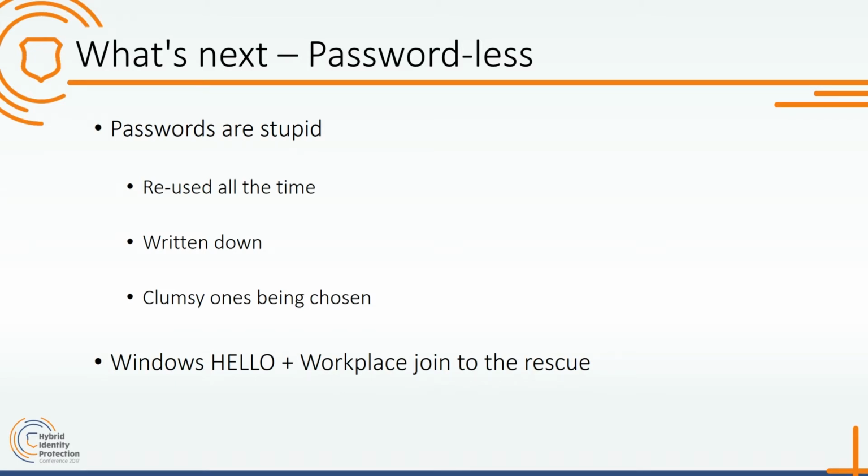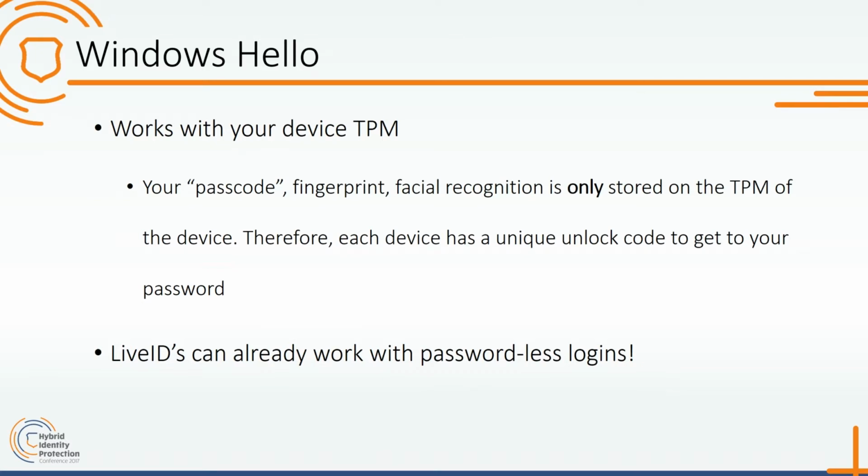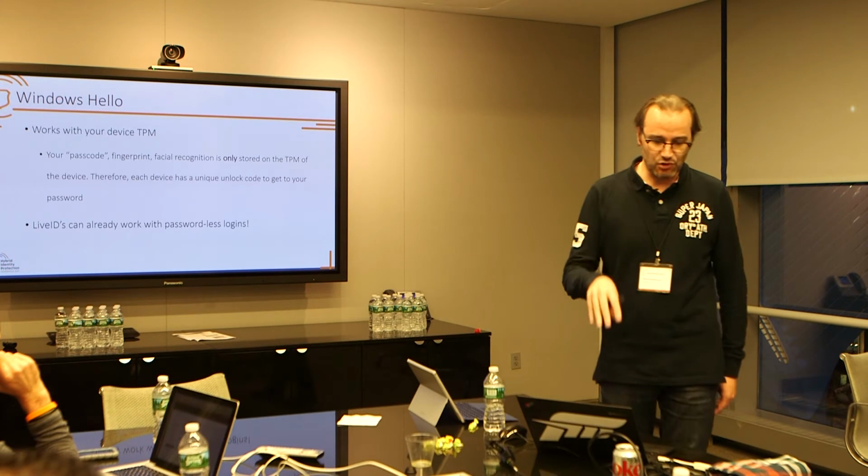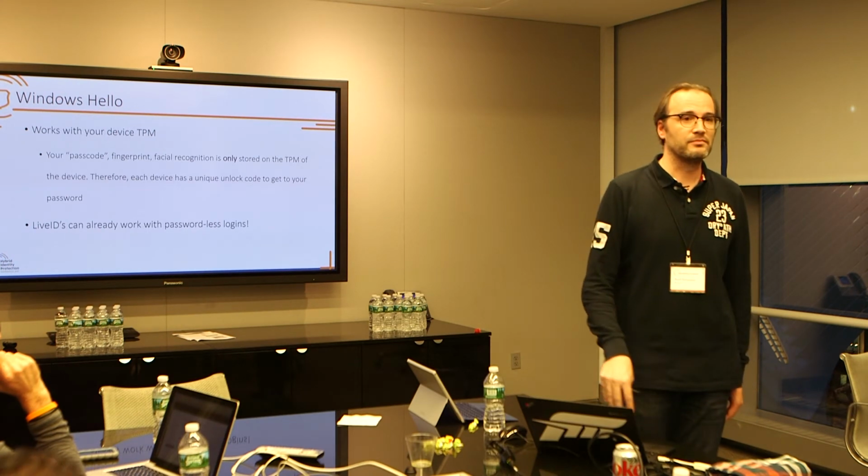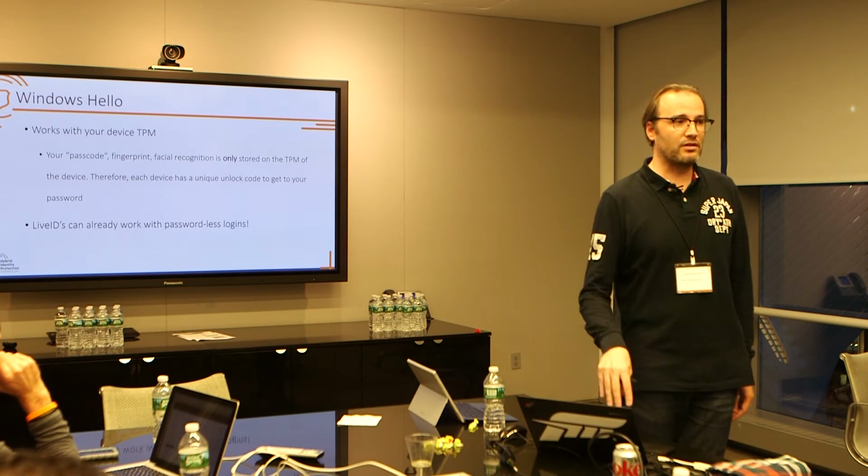So that's where Windows Hello and Workplace Join come to the rescue. So what does Windows Hello do? Windows Hello works together with your device itself, so this unique computer, and my fingerprint or my facial recognition or my PIN code is stored in this computer itself. And that basically secures my private key.